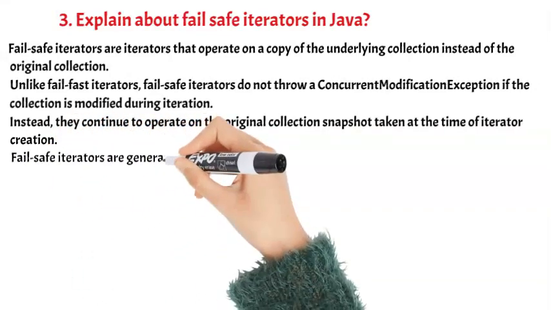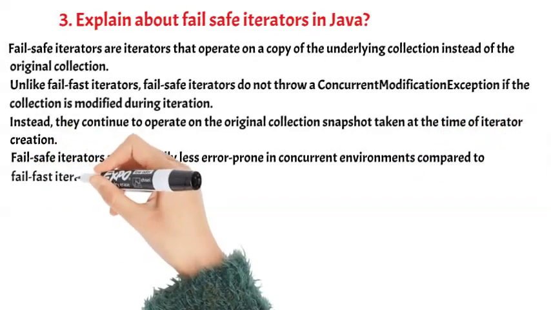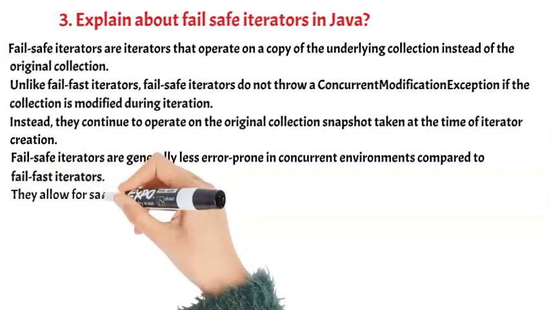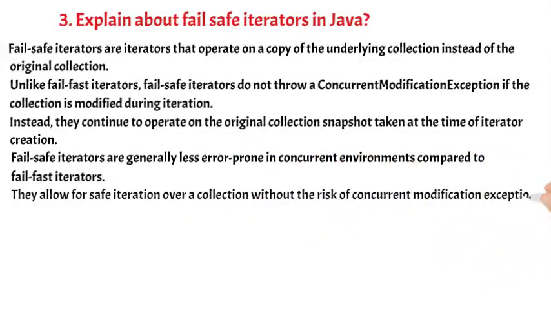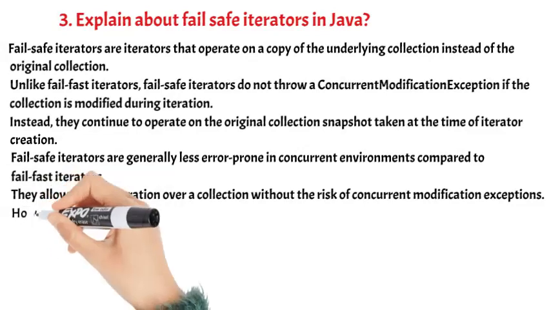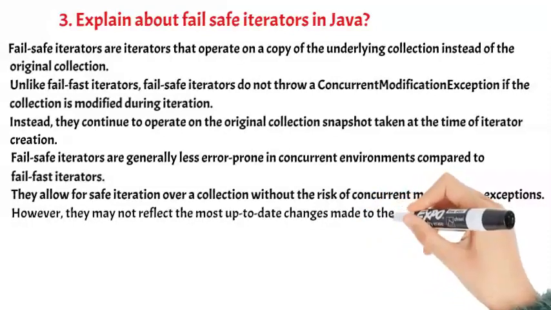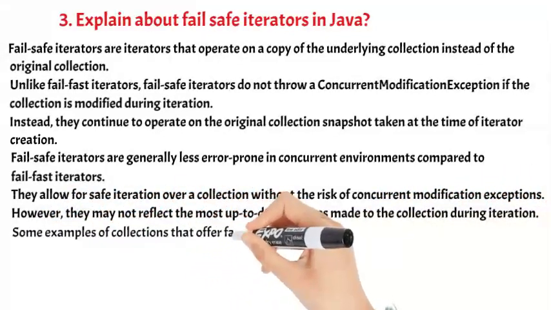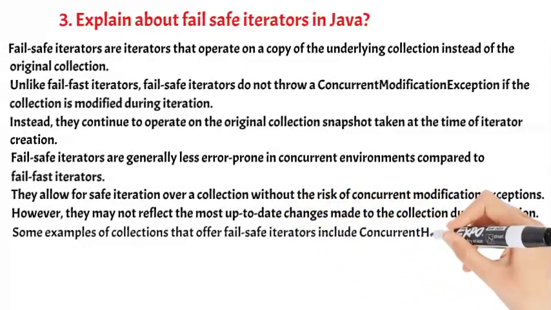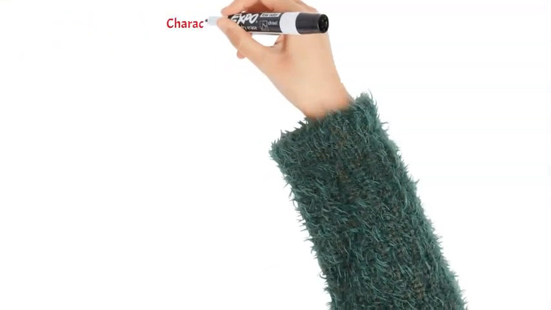Fail-safe iterators are generally less error-prone in concurrent environments compared to fail-fast iterators. They allow for safe iteration over a collection without the risk of concurrent modification exceptions. However, they may not reflect the most up-to-date changes made to the collection during iteration. Some examples of collections that offer fail-safe iterators include ConcurrentHashMap and CopyOnWriteArrayList. Key characteristics of fail-safe iterators.